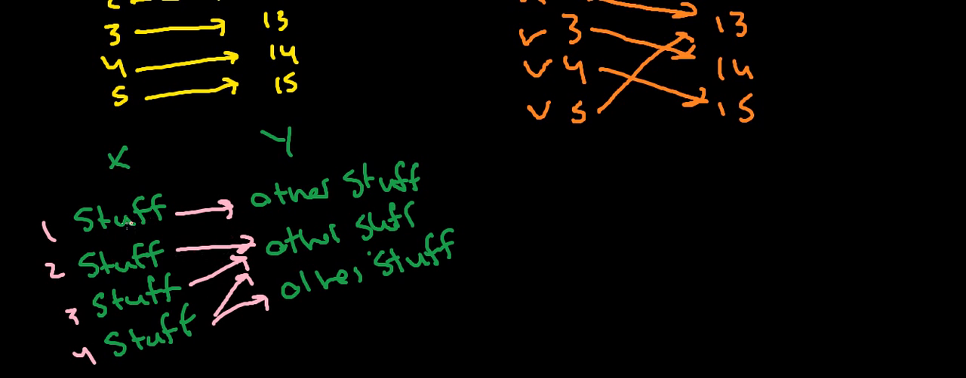So let's find out if this is a function. Stuff goes with other stuff, that's fine. Stuff goes with just one thing of other stuff, that's fine. I'm checking them over here, that's fine. Stuff 3 goes with other stuff. It doesn't matter that it's the same stuff, as long as it's just one stuff. And then this one goes with two other stuffs. So this is going to make it not a function.